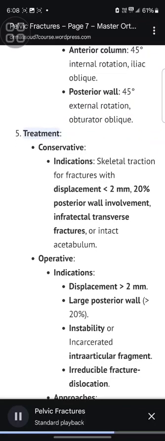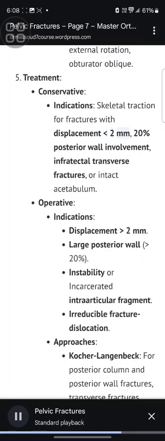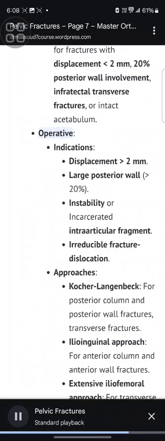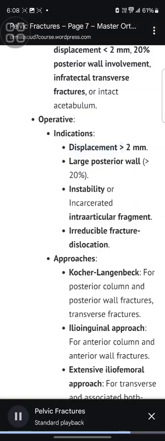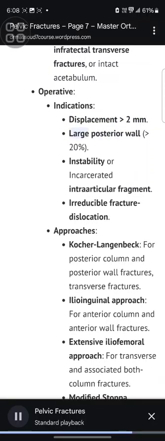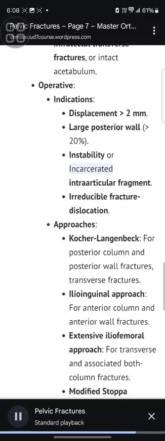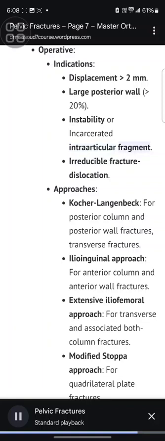5. Treatment. Conservative. Indications: skeletal traction for fractures with displacement less than 2 mm, less than 20% posterior wall involvement, infratectal transverse fractures, or intact acetabulum. Operative. Indications: displacement greater than 2 mm, large posterior wall greater than 20%, instability or incarcerated intraarticular fragment.